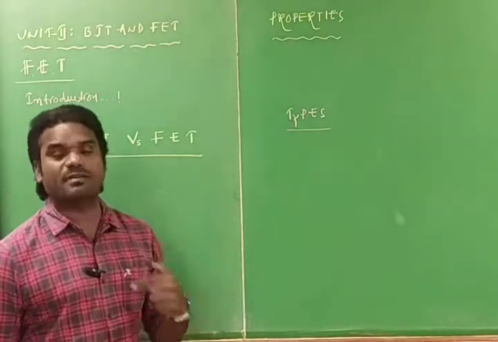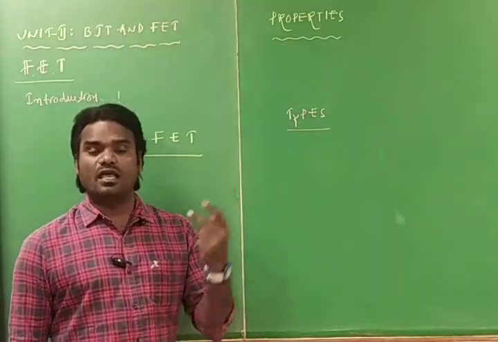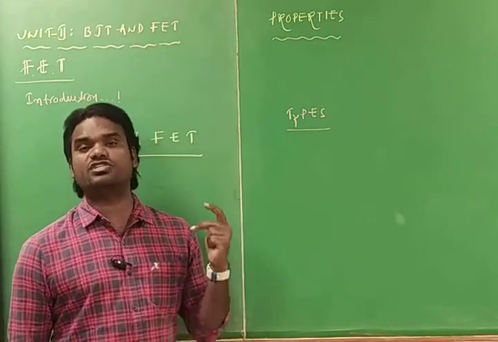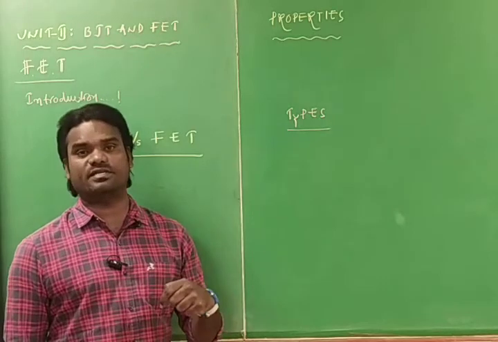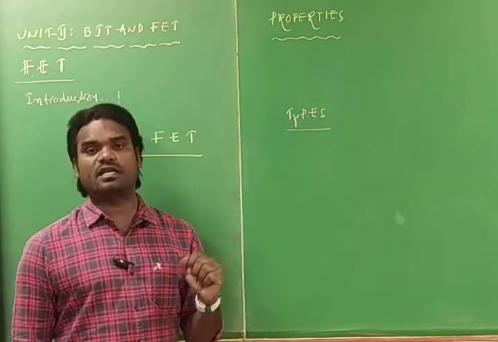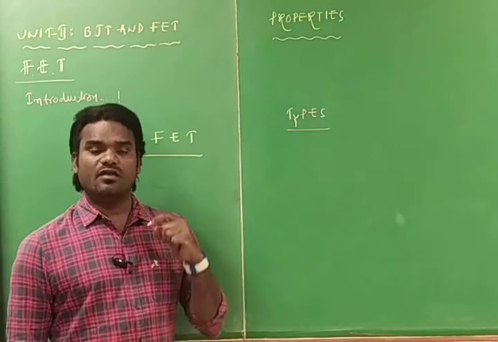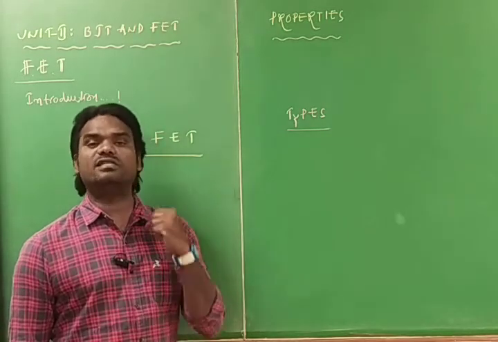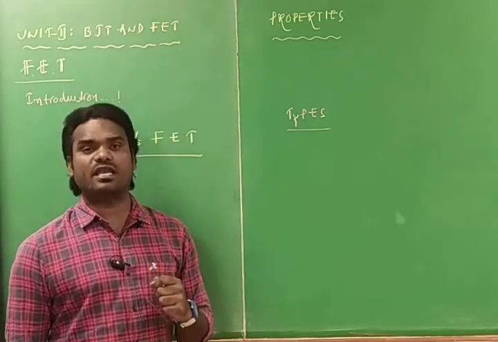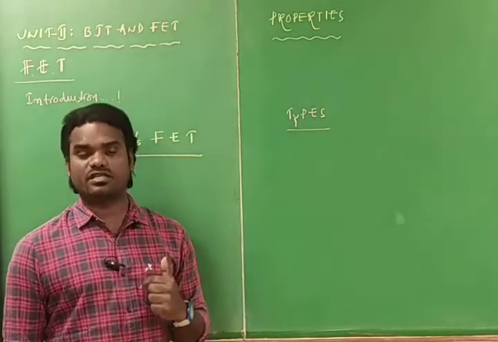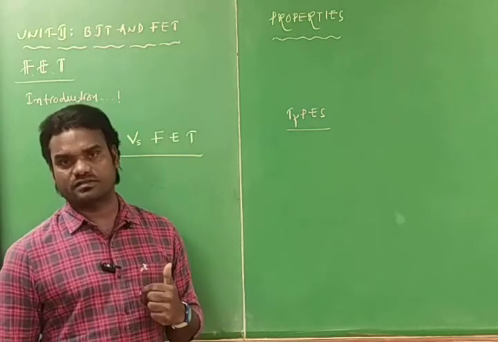BJT is a bipolar junction transistor. It has two junctions and three terminals: emitter, base, collector. The junctions are the emitter-base junction and the collector-base junction. The emitter junction must be connected in forward bias and the collector junction must be connected in reverse bias. When the emitter is forward biased, the emitter will emit the charge carriers. When the collector is reverse biased, the collector collects the charge carriers.